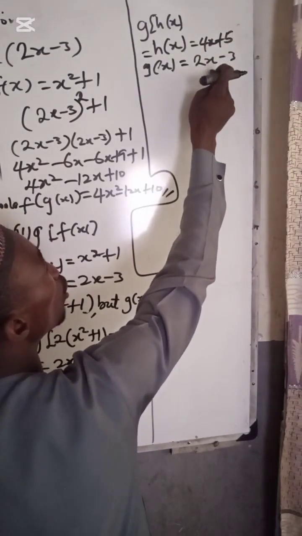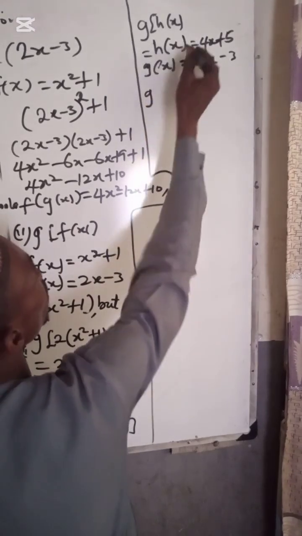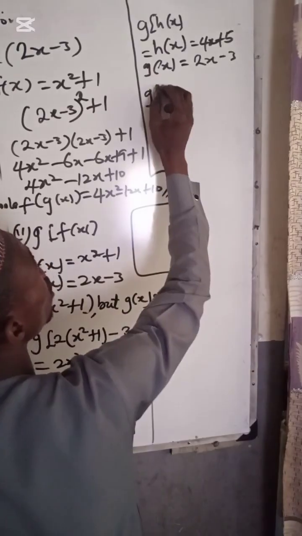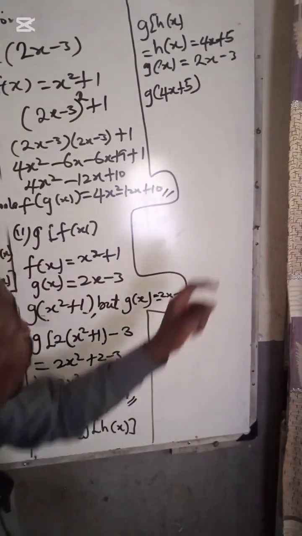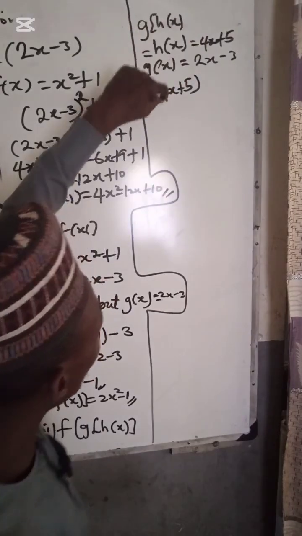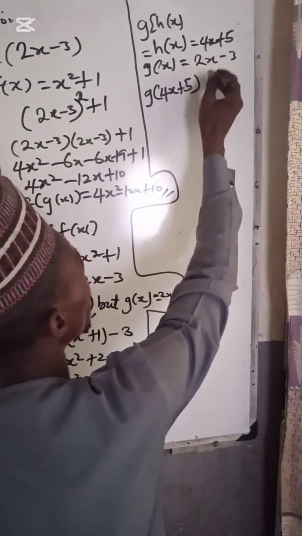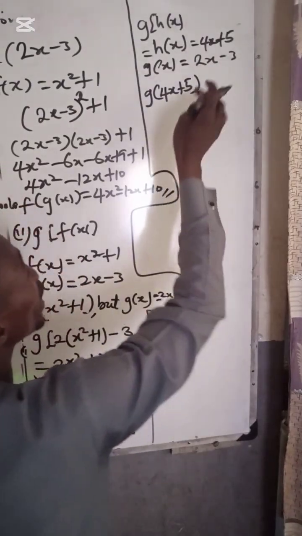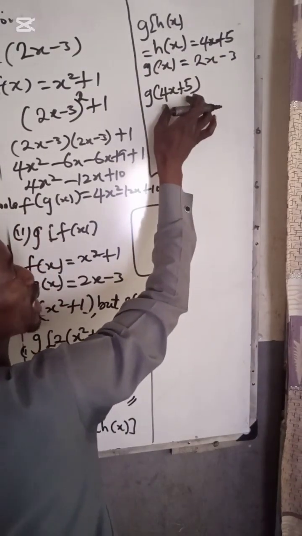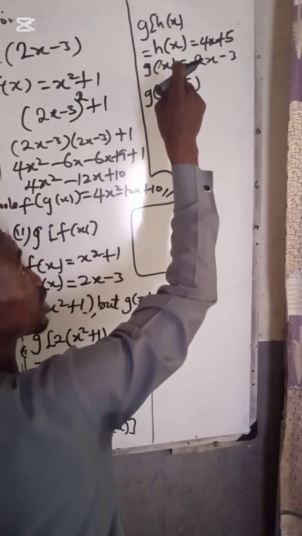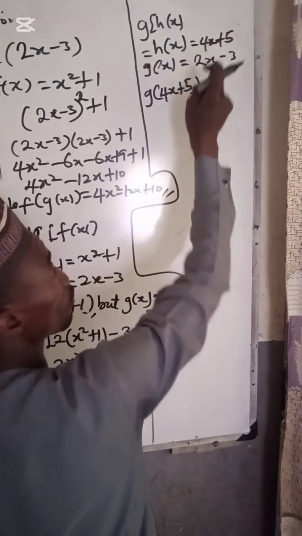So we are going to throw this into this. So we now have g of h of x. It means that the value of h of x will now be the new input of g. Now, our g is 2x minus 3, so anywhere we see x in this, we replace it with 4x plus 5, because the question says we should plug this function into the input of this.